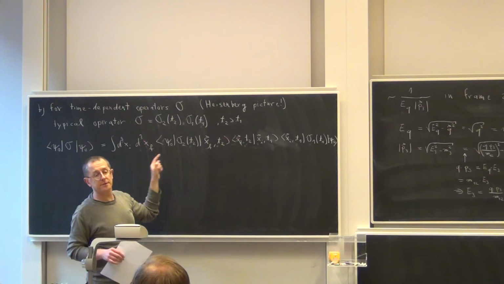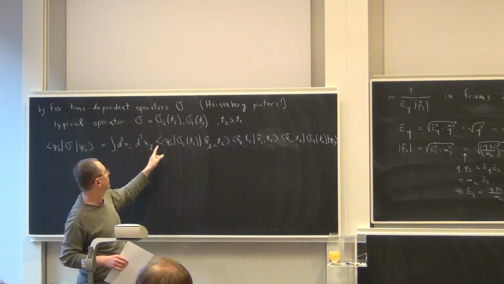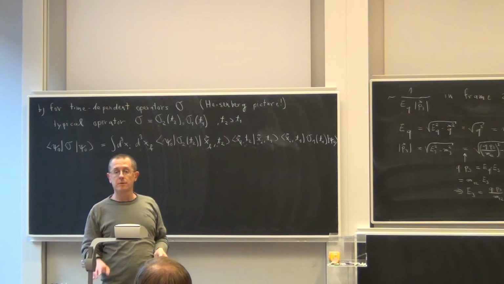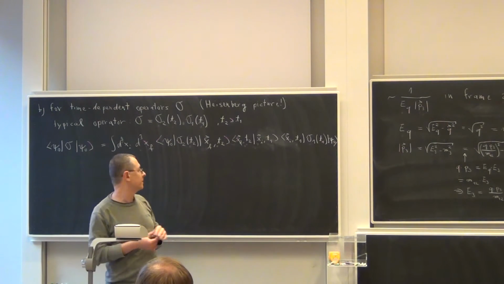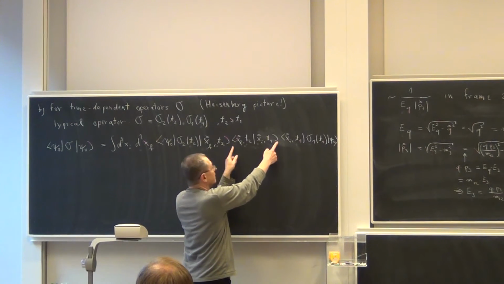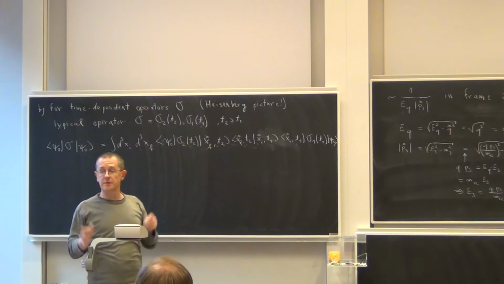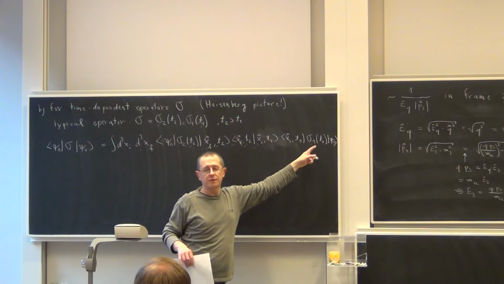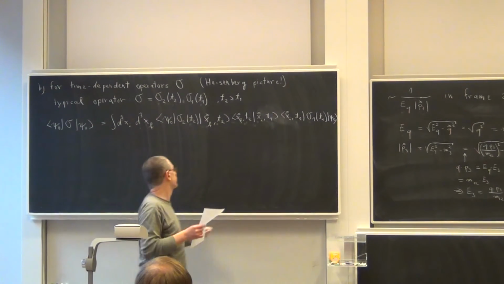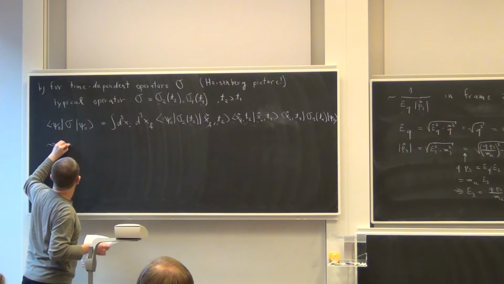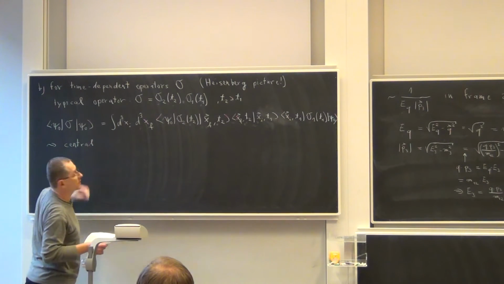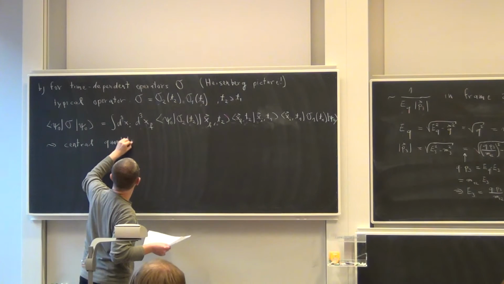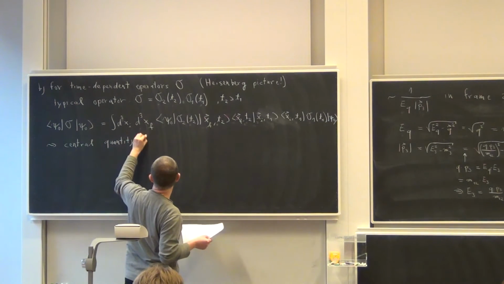Which means this splits up into something which is specific for the operators, which is this and this, and something which concerns the time evolution of my system, which is contained in here. This brings me from t1 to t2. This has to do with the Hamiltonian of my system, whereas the rest is of course specific to how the operators look. Therefore, the central generic quantity here is the so-called transition amplitude.